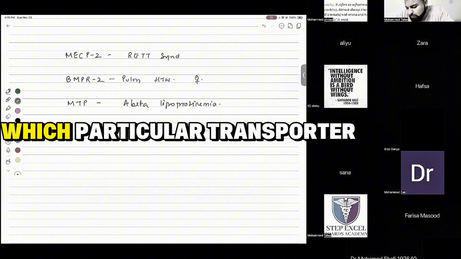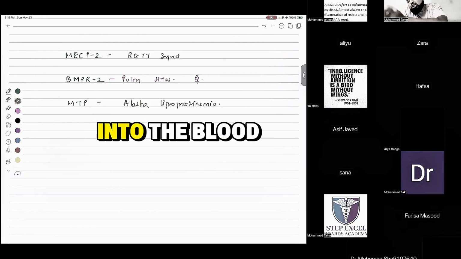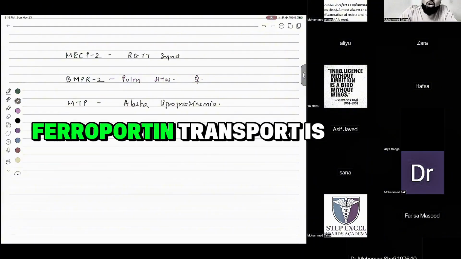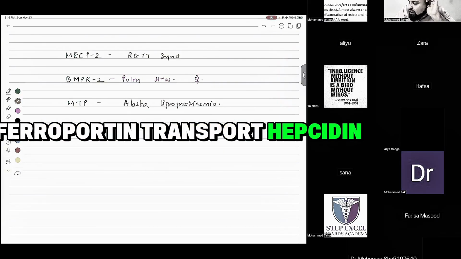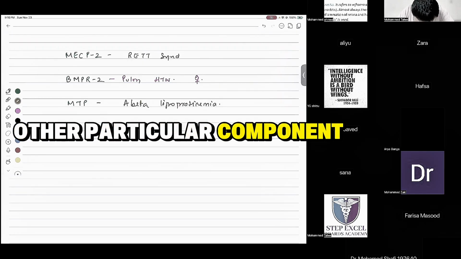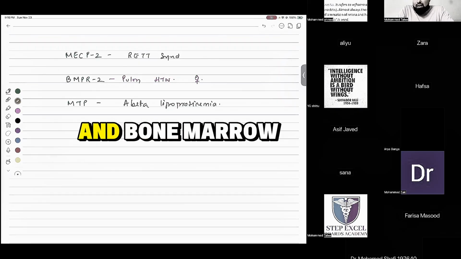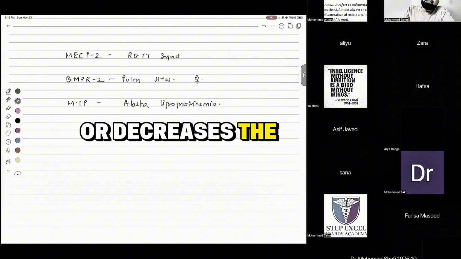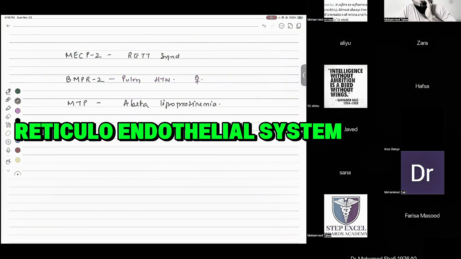Which particular transporter picks the iron from the intestinal cells and brings it into the blood? Ferroportin, exactly. Listen to the question very carefully: ferroportin transport is blocked by hepcidin. Hepcidin also blocks which other component so that iron is not released from the liver and bone marrow macrophages? So it increases or decreases the stored form of iron? Increases, in the reticuloendothelial system.